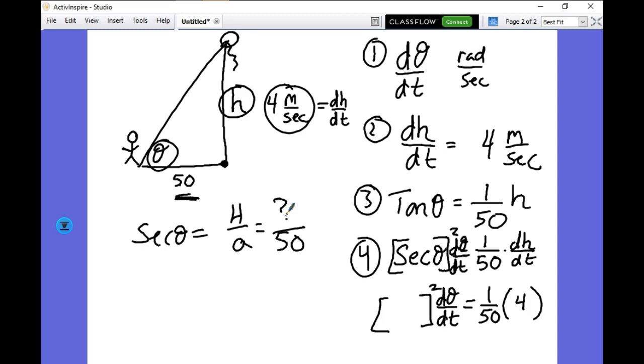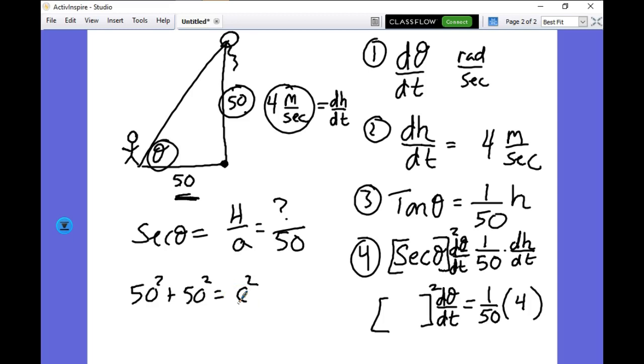Now, it says that we are concerned with the moment in time when the height of the balloon is 50. So I'm going to go ahead and put a 50 here now. And what we would do is you could use Pythagorean's theorem if you want to. I guess I can leave it as C. But you know what, you guys?